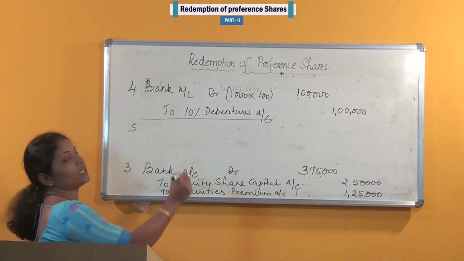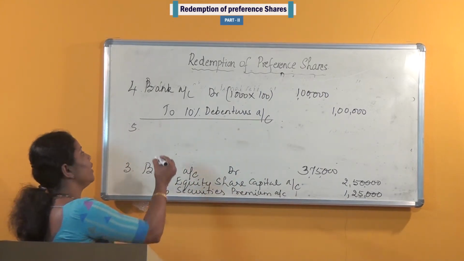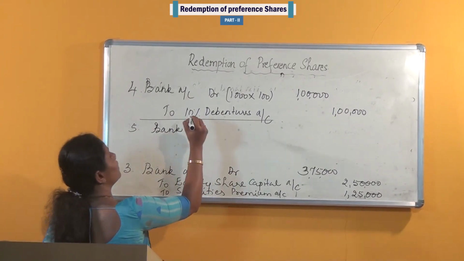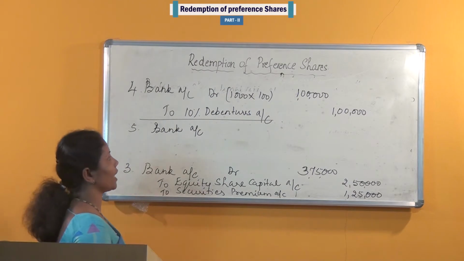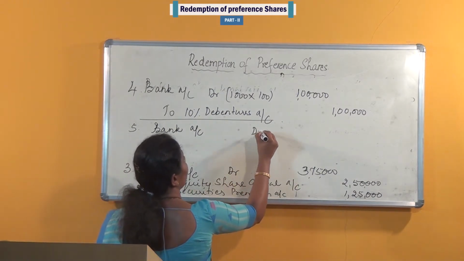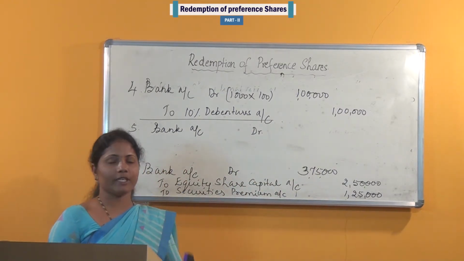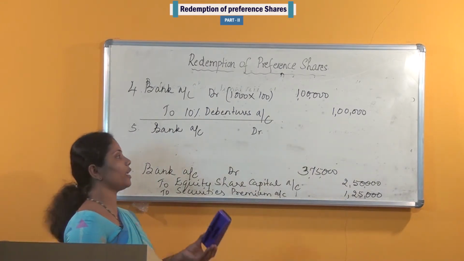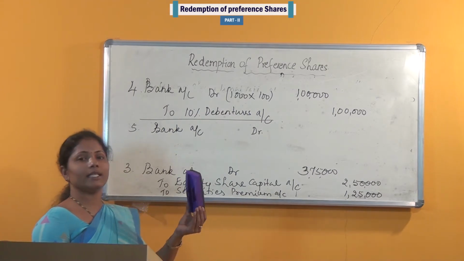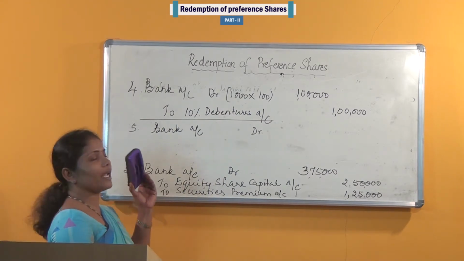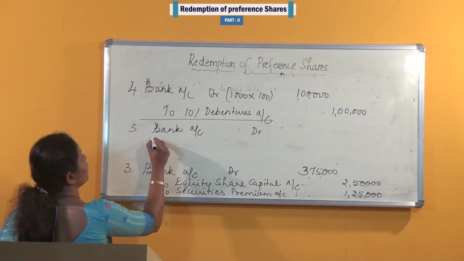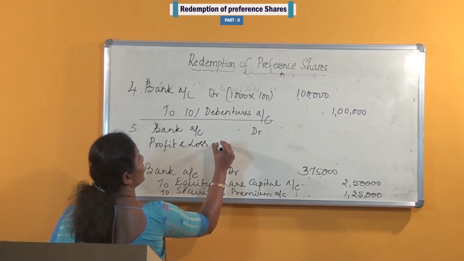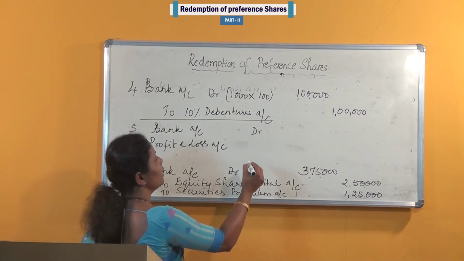Next entry is for sale of fixed assets. Whenever fixed assets are sold, we are receiving the cash, so bank account has to be debited. And it was given that the fixed assets sold are of rupees 1 lakh, but they are sold for rupees 80,000. They sold at a loss. For every loss, profit and loss account has to be debited. Profit and loss account has to be debited for loss.